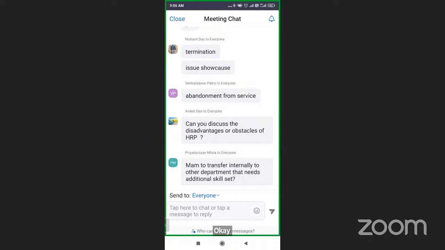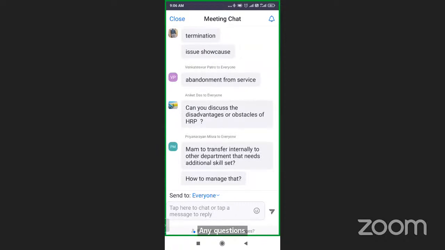Intra-departmental transfer, interdepartmental transfer, the entire topic of transfer we will discuss in the transfer chapter. It is in your third unit. How we can transfer the manpower internally, externally, whatever it may be, we will discuss then.